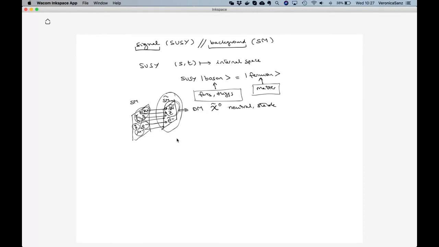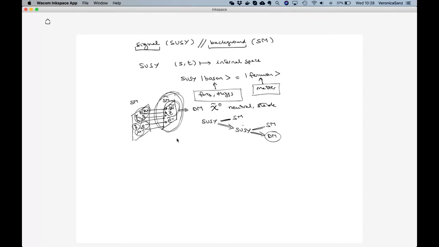So if among all these supersymmetric particles there is one that is stable and is neutral, what is going to happen is that all SUSY particles are going to decay into another SUSY particle and a standard model particle, and however long it takes, the decay chains will always end up in the lightest and stable particle, which is dark matter.